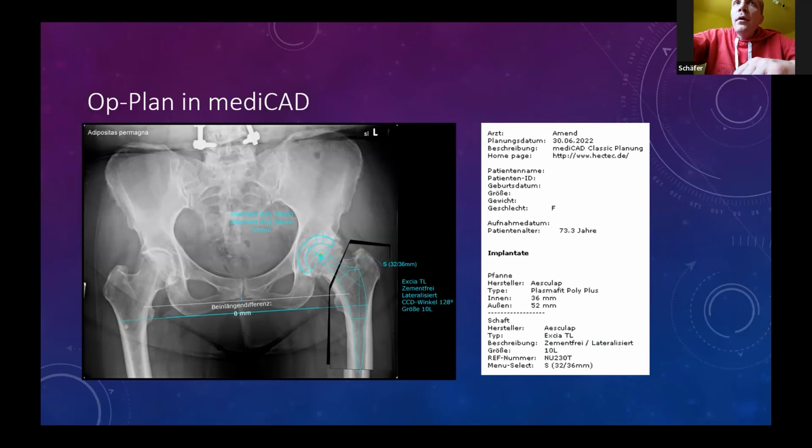Dr. Yang had a question about the center of rotation of the acetabulum. I would prefer to explain that in German and have it translated.